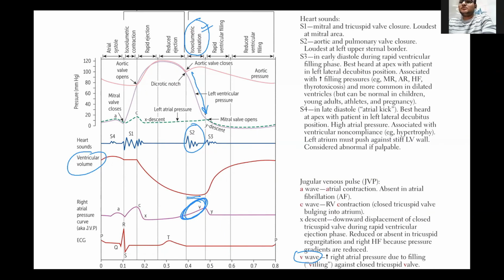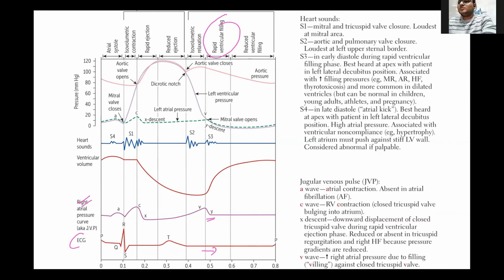Okay. Now, next phase. Next phase is the rapid ventricular filling. What will be occurring in rapid ventricular filling? First, start with ECG, not a significant change. Okay. Now, what will be occurring in this? Right atrial pressure or JVP, it will be a Y descent. Rapid ventricular filling, it is a Y descent.